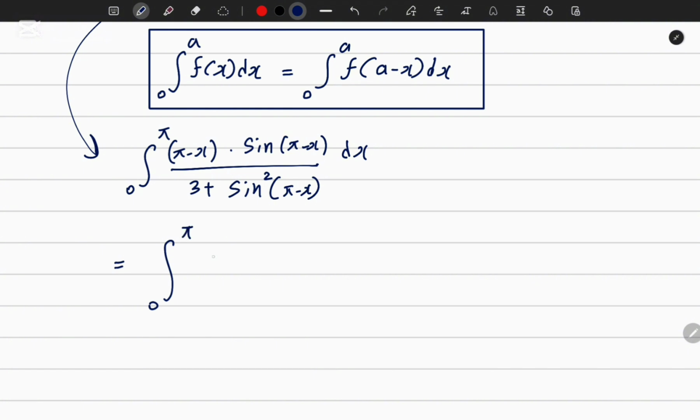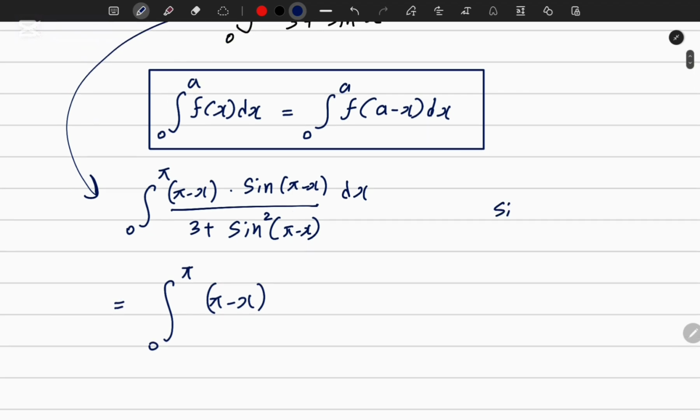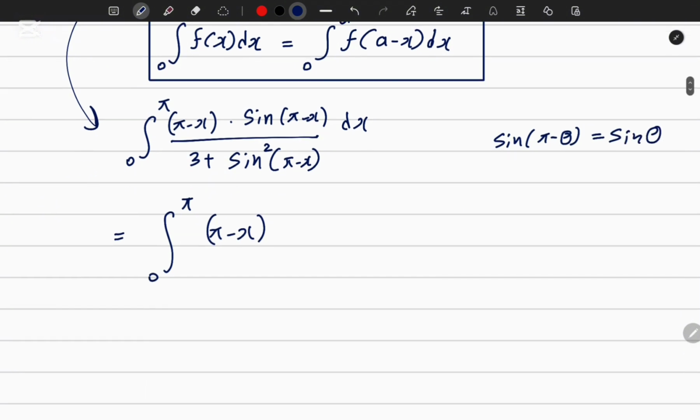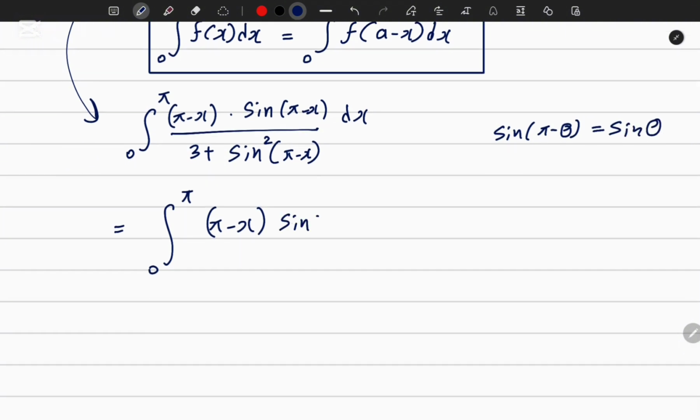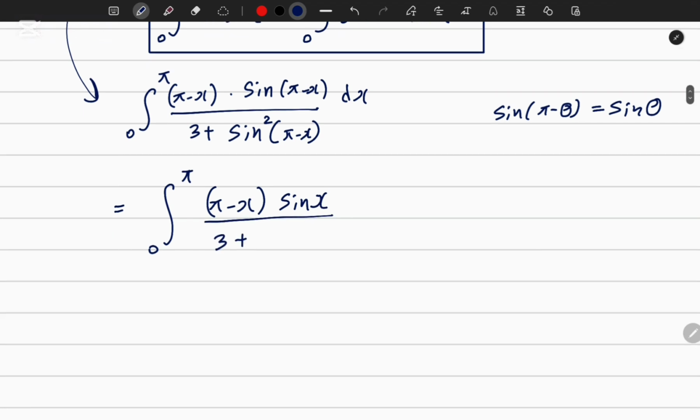So this is 0 to 5. I know that sine(5 minus x) is sine x, right? Because sine(5 minus theta) equals sine theta. So this is sine x over 3 plus sine(5 minus x) to the power 2, right? Sine(5 minus x) is sine x, the square of it is sine square x dx.